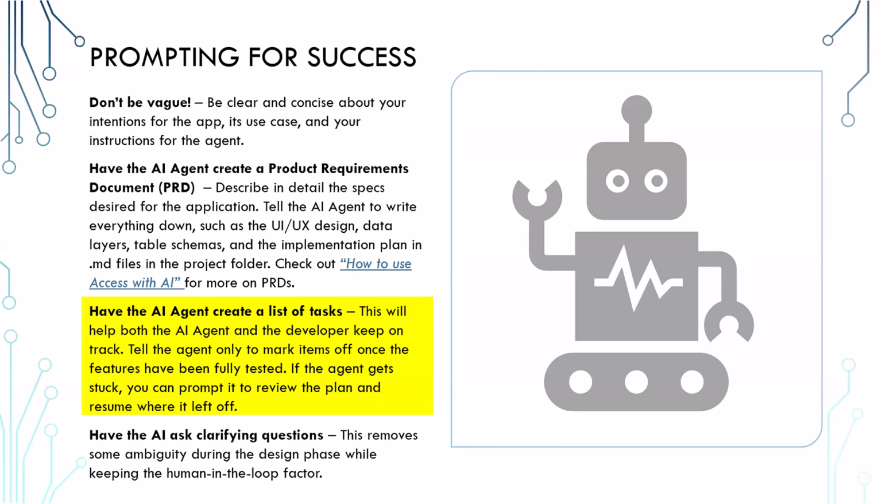And, you know, if perchance your agent gets stuck, you can prompt it to review where it left off in the plan and resume where it left off. But also, you can have your AI ask you clarifying questions. This will remove ambiguity from the design phase or any implementation plans, and keep that human in the loop factor.